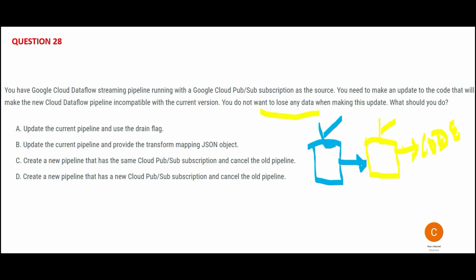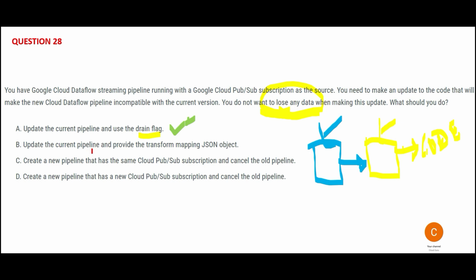So what should you do? The first option is saying to use a drain flag. What does the drain flag do? Whatever data was there in the cache, it will first try to process it, and then it will run the code which is with the new version, and it will try to execute and process the new data. That means it is able to address this requirement where there should not be any loss of data. So this is perfect for our requirement because it will ensure that no data is lost when this movement to the new code base happens.